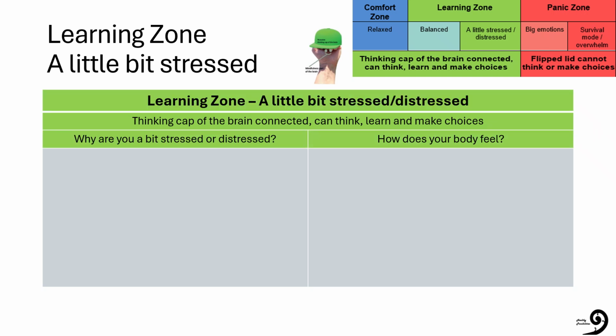The class or group could complete this table just after doing another learning activity that is slightly challenging. Ask the students why they are in the learning zone and how their body feels. Again, they can draw or write or glue pictures into each of the two boxes.